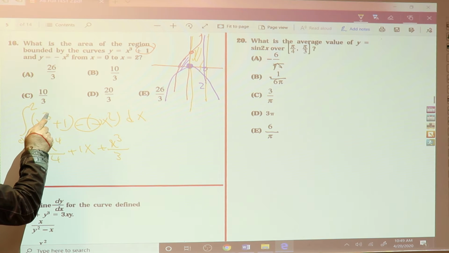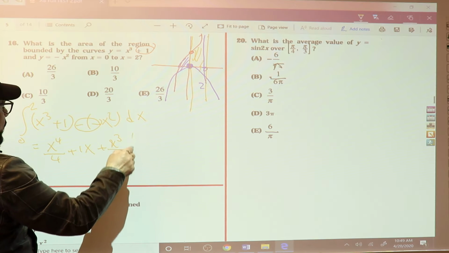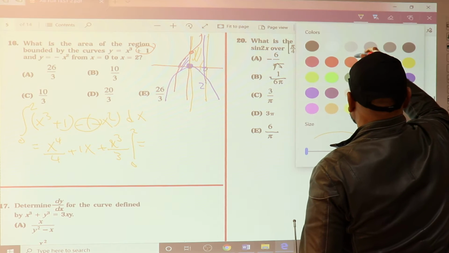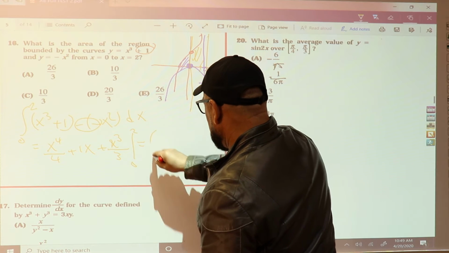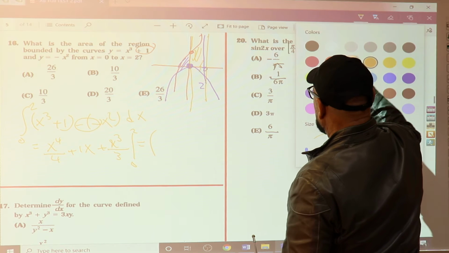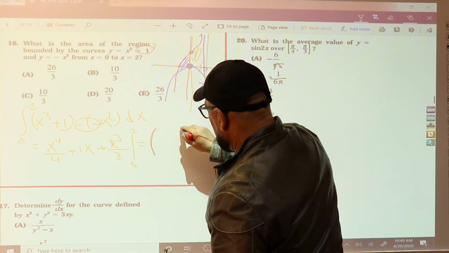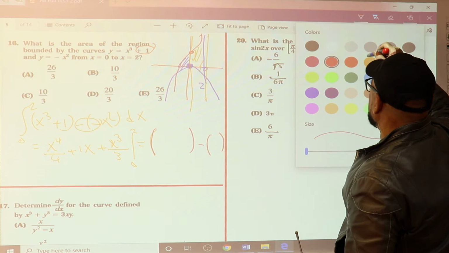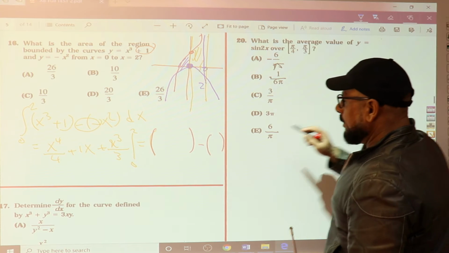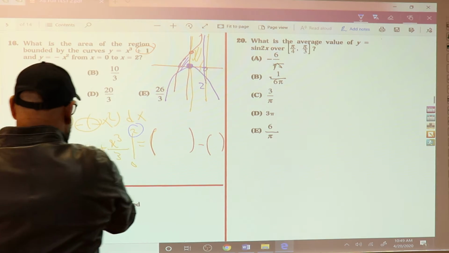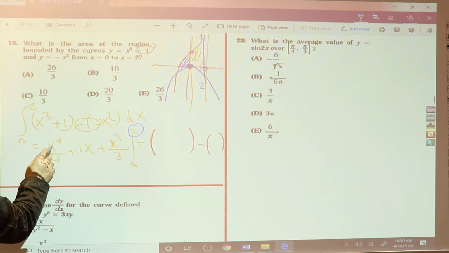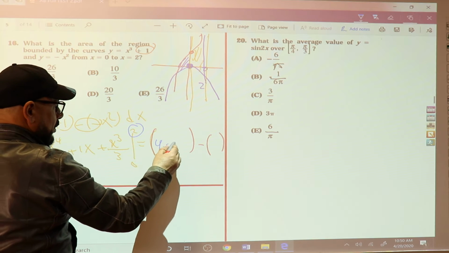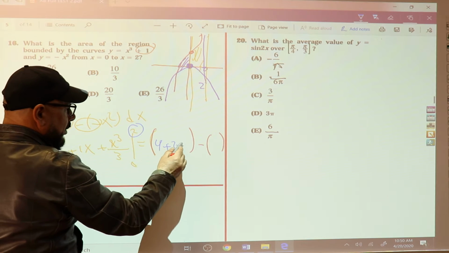You see the exponent, we add 1 to the exponent and divide by 4. And this goes from 0 to 2. When you put in the limits, always we start with the top limit, we start with the 2. 2 to the 4 is 16, divided by 4 is 4. Plus 2, plus when you plug 2 into x cubed over 3, 8 over 3.